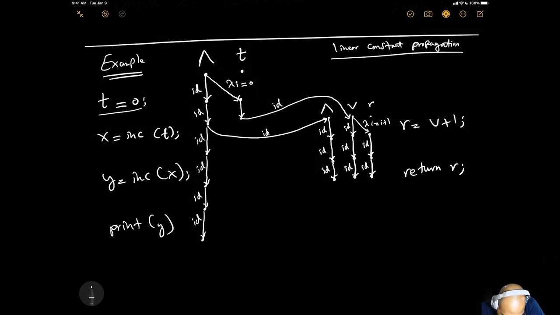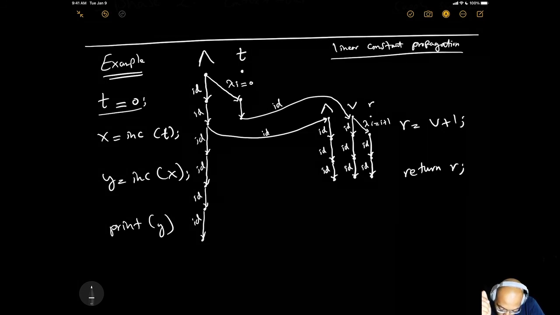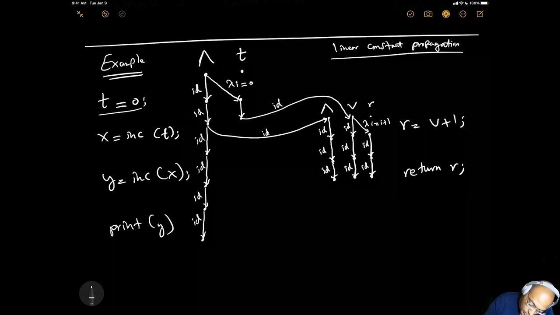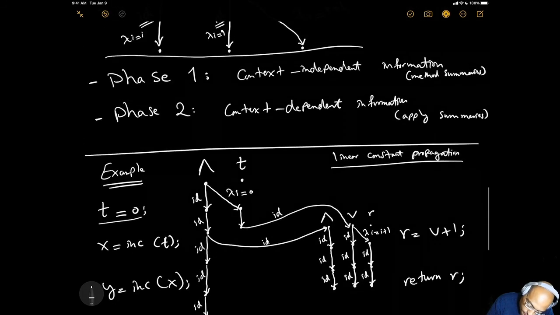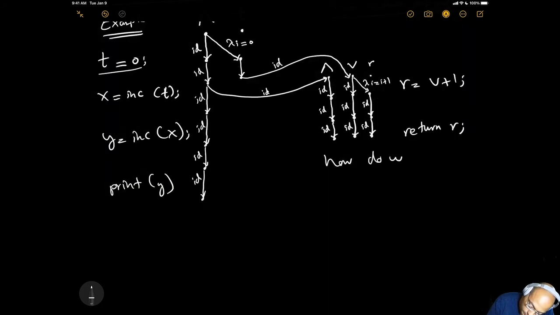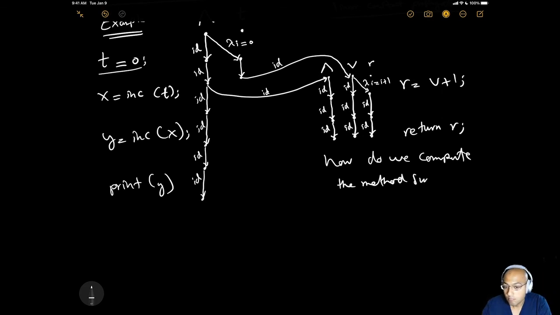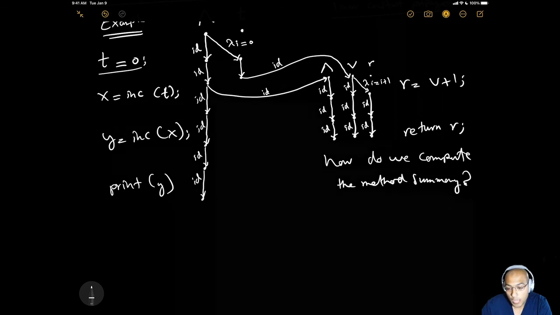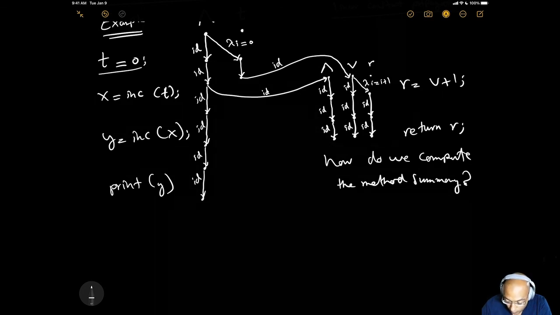All right, so now we have functions for most of the edges here. But there's one thing that we want to compute, right? You remember, in phase one, we need to compute the method summary. So how do we compute the method summary here? We want to compute some summarization for the effect of that function here.